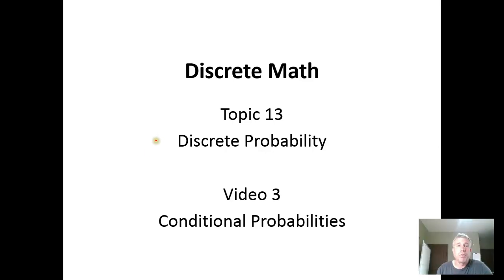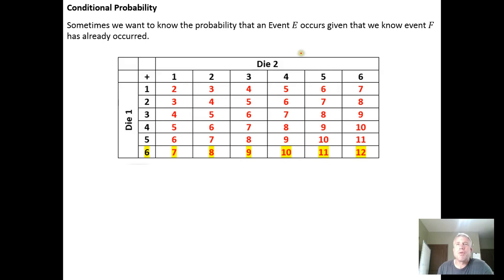So we're going to continue our conversation about discrete probability in video 3 by looking at conditional probabilities. Here's the basic idea. We might be interested in the probability that an event E occurs, but another event F may already have occurred, and this event F may impact or affect the probability that event E occurs. So what we want to identify is, because F has occurred, has that changed the probability of E?